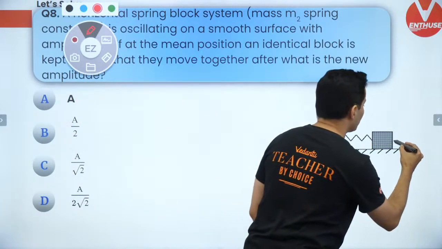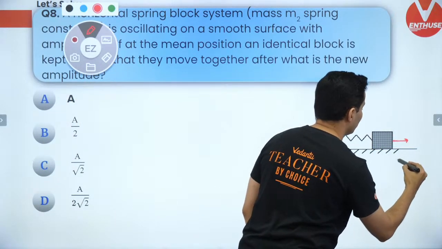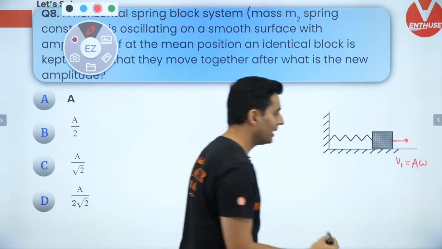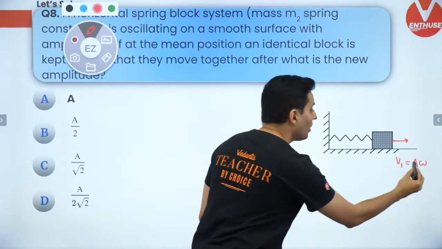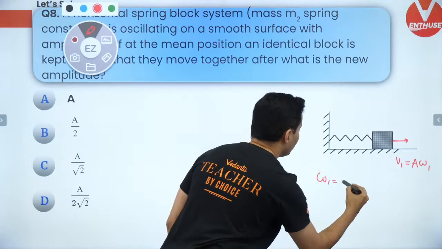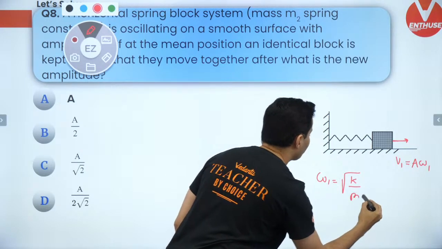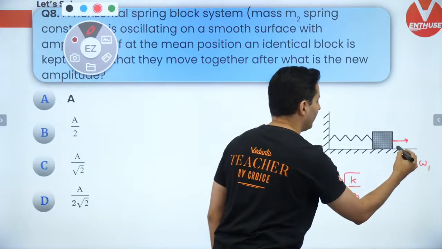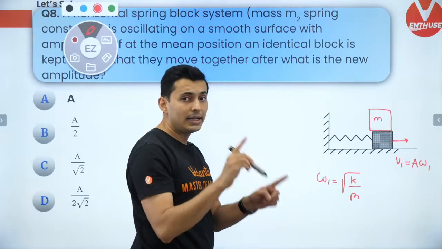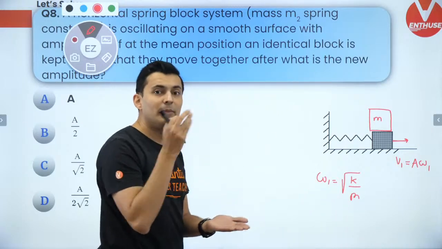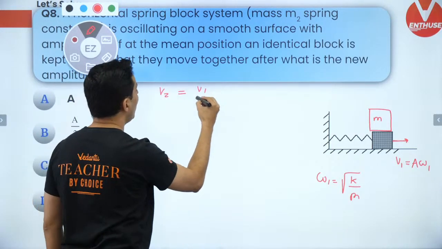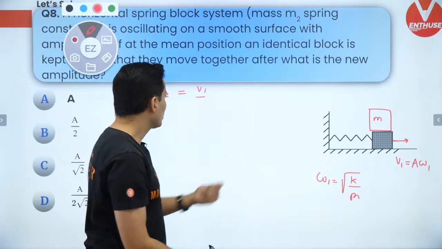When it is at the mean position, that velocity V1 will be A omega. Correct? What is this omega? The amplitude is A, and omega is root of K by M. Now, when you add one more identical mass on it, the velocity will become half, because the mass is doubled.